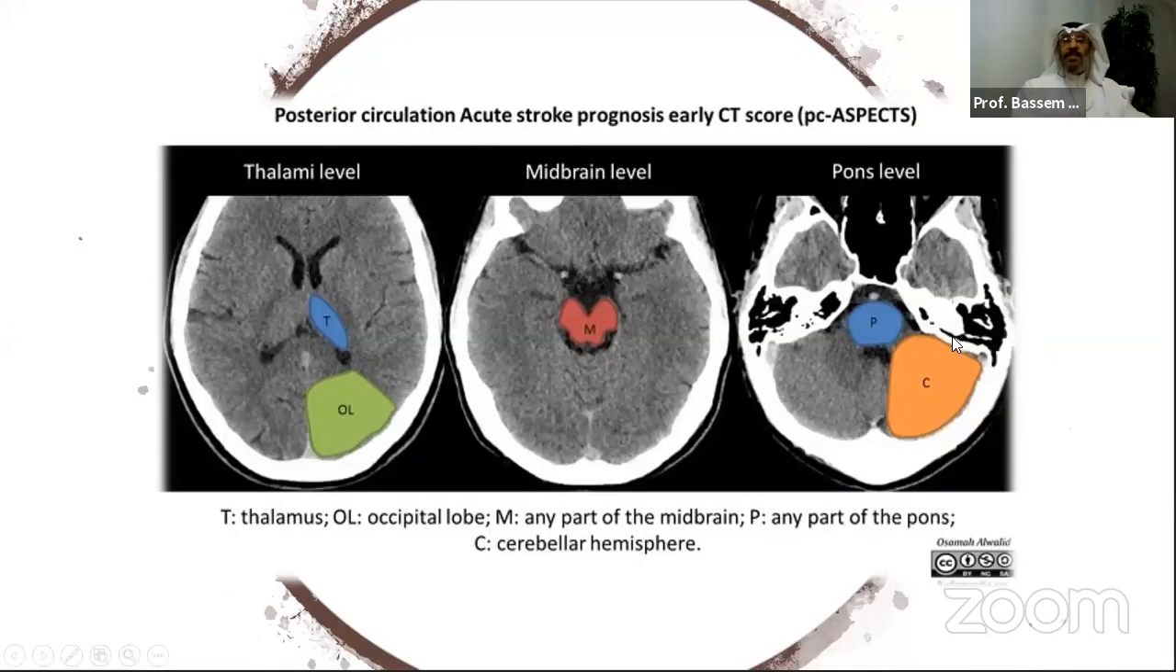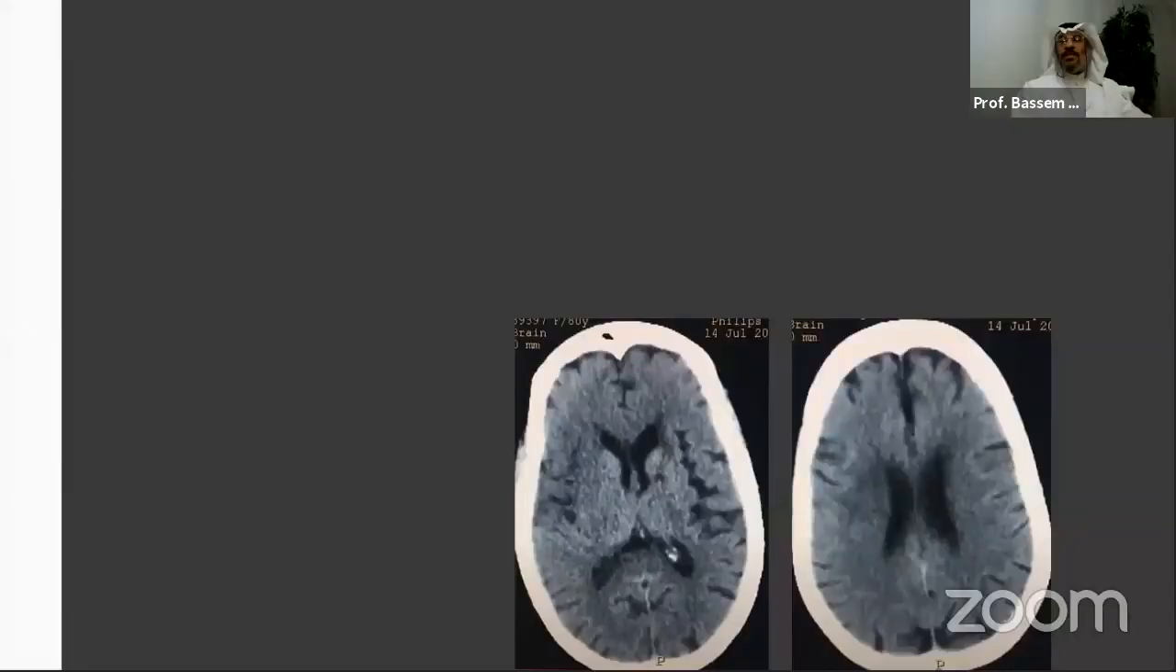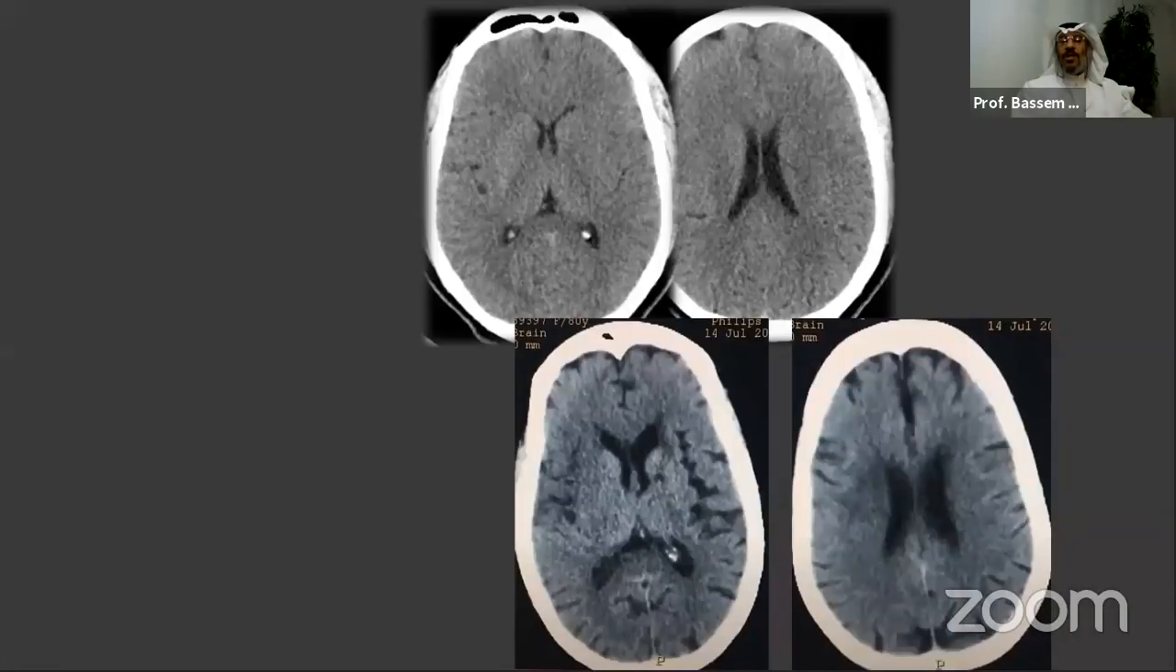It has been tried to be applied also to the posterior circulation, thalamus, midbrain, pons, each taking 2 points, and then the cerebellar hemispheres, each taking 1 point, giving 10 out of 10 points. But the accuracy of application on the posterior circulation is not as good as with the anterior circulation.